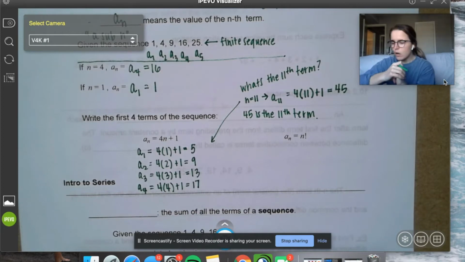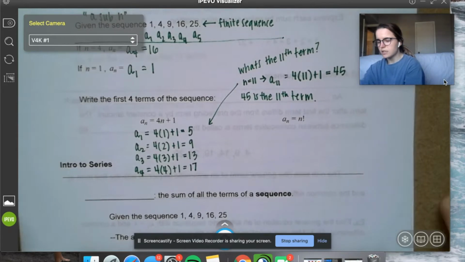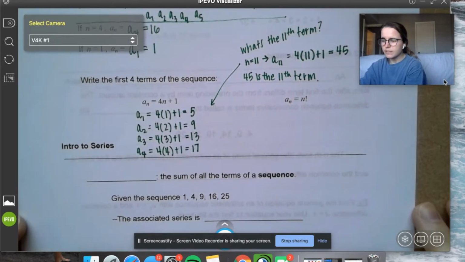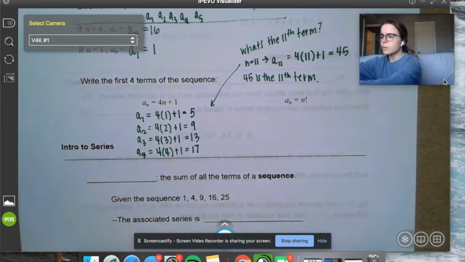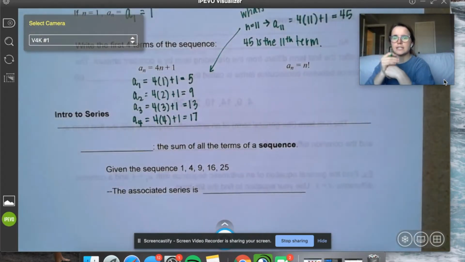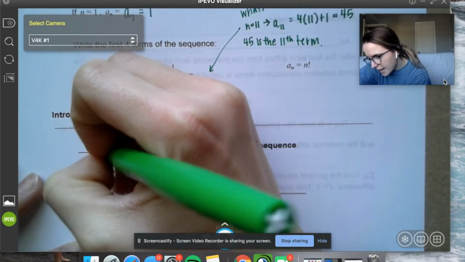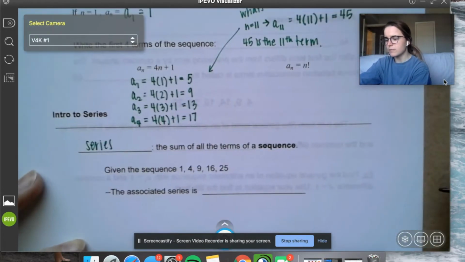Okay, so going to move on to the next section here. Intro to series. So we've defined a sequence. The difference between a sequence and a series is a sequence is the part of the series. So a series is actually the sum of all the terms in the sequence.